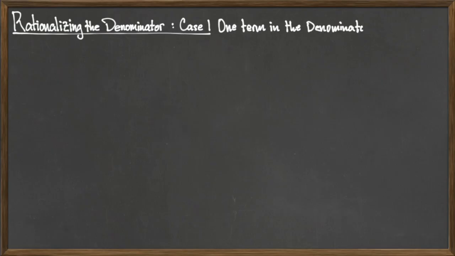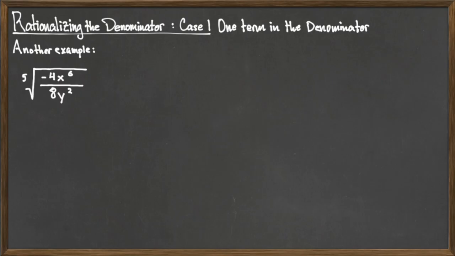For our next example, we'll look at another case. The fifth root of minus 4 times x to the 6th divided by 8y squared. The first thing we'll do is take the fifth root of the numerator and denominator separately, and then we are going to write everything in the denominator radicand as a power of something. I can write 8 as 2 to the third, and y squared as, well, y squared.